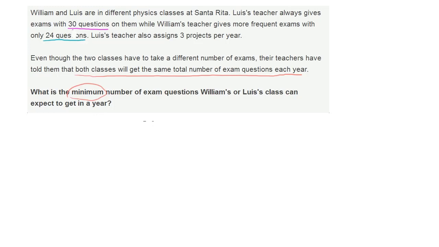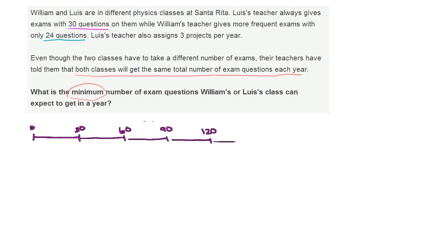So let's think about what's happening. If we think about Luis's teacher who gives 30 questions per test, after the first test he would have done 30 questions. This is 0 right over here. Then after the second test, he would have done 60. After the third test, 90. And after the fourth test, 120.